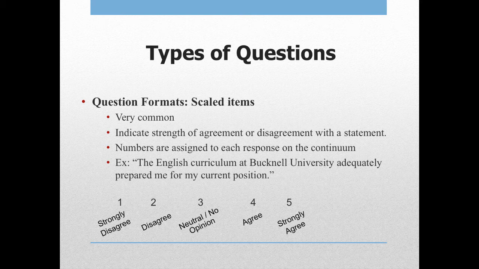So these five scaled items, called a Likert scale, help parse and make a much more nuanced bit of information that you'll get from this. So you can be anything from strongly disagreeing to strongly agreeing. And in the middle, you can be neutral or have no opinion. And that gives you, again, much more nuanced information about where your population is on a given question.